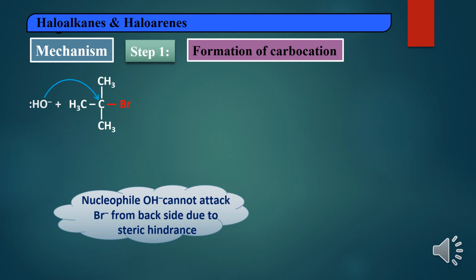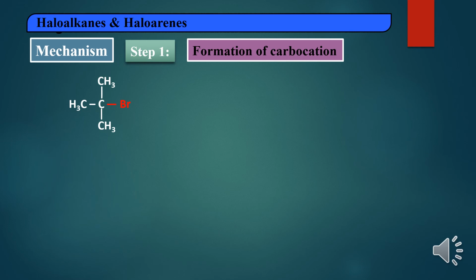Bulkier groups are present, three bulkier groups: CH3 groups, methyl groups. Due to that, it will undergo ionization in the presence of polar solvents. That's why tertiary butyl bromide undergoes ionization in the presence of polar solvents. On ionization, it gives tertiary butyl carbocation and bromide ion.